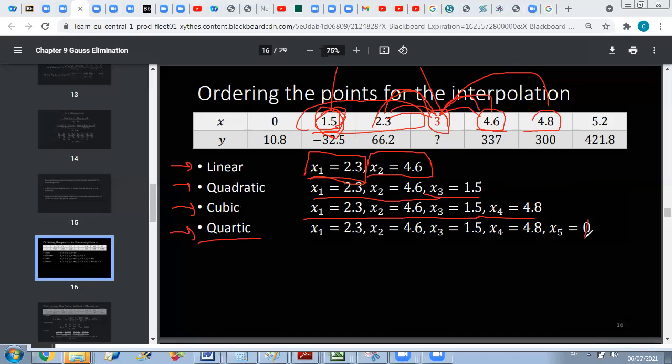Now the fifth point here must be 5.2. Yes, it must be 5.2, because I have the choice between 5.2 and 0, but since 0 is farther away than 5.2, I should select this one, because here I have 3.2 difference and here I have 3, so I will take this point and x5 will be 5 points. Okay. And as I said, when you go from linear to quadratic to cubic to quartic, I just have to update one coefficient, because the others will remain as they are.